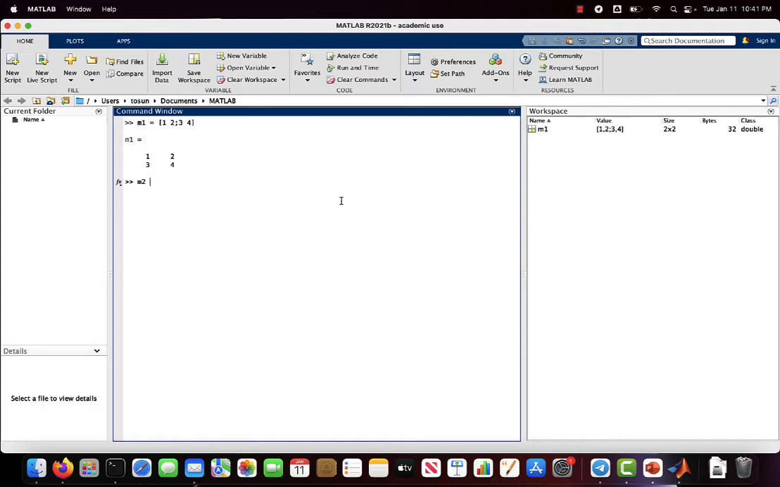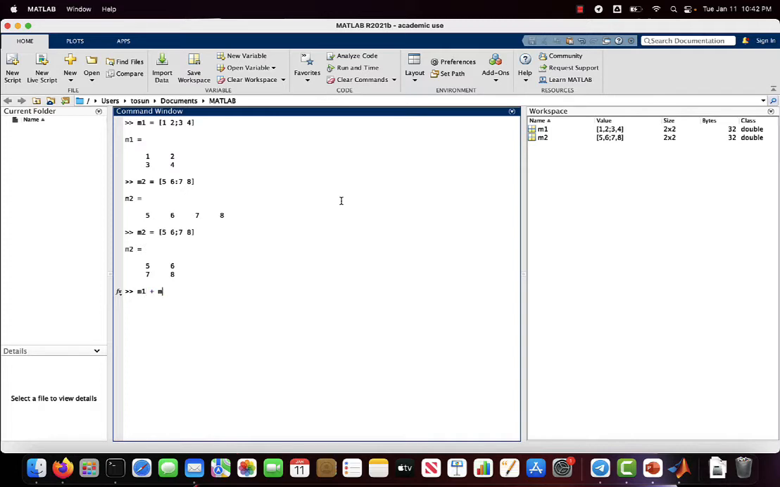Let's define another matrix, which is, let's say, 5, 6, 7, and 8. Oops, I wrote colon instead of semicolon, and we can change it in here. Yes, now I have two 2 by 2 matrices, and right now I can add them.